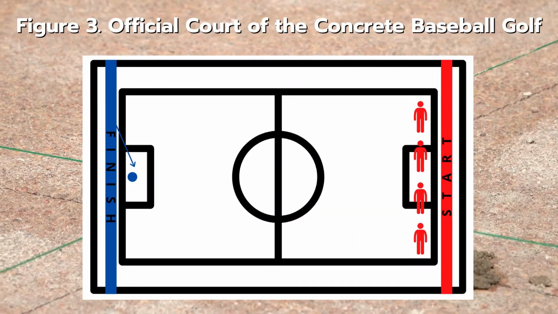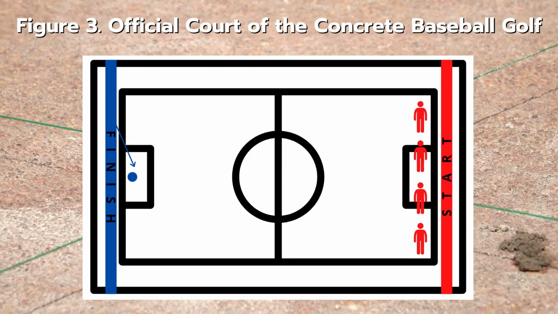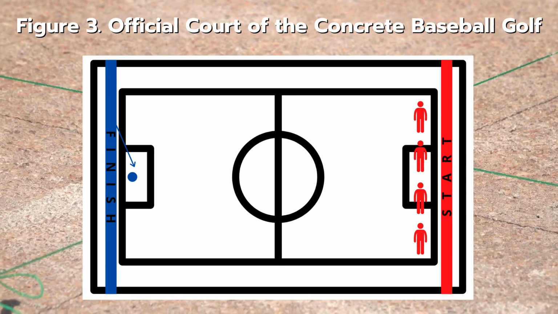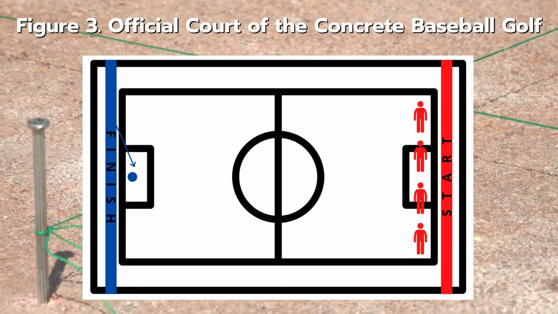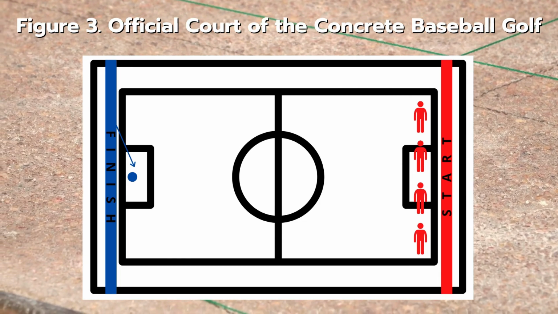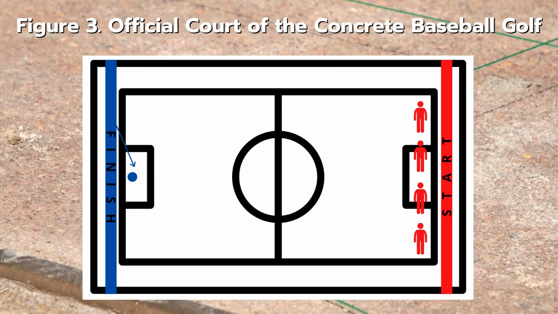The official court of the concrete baseball golf should be almost or equal to the dimension of a standard soccer field, which is 125 meters by 85 meters, with a solitary hole right at the other end.